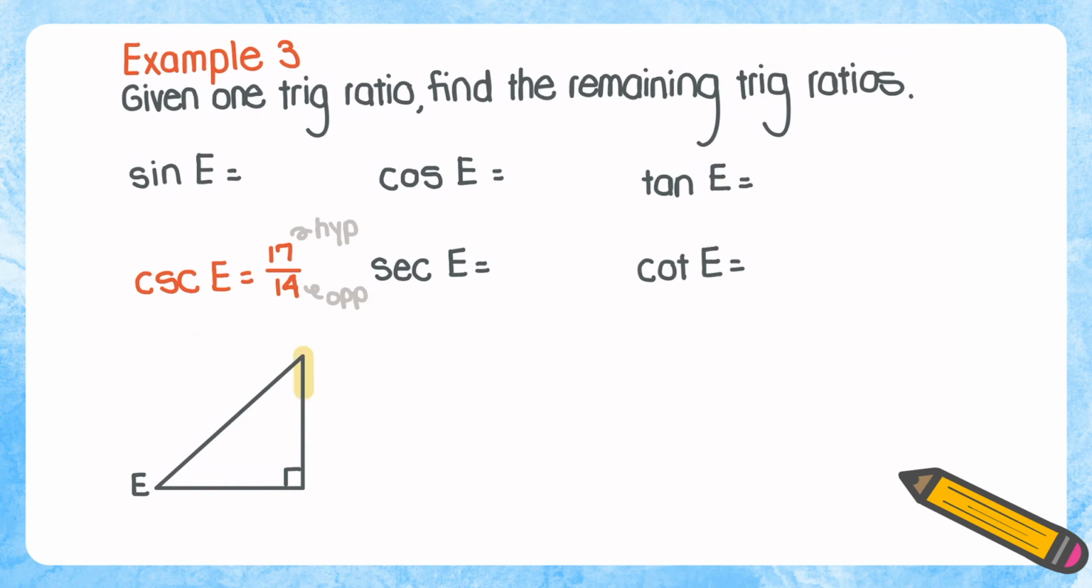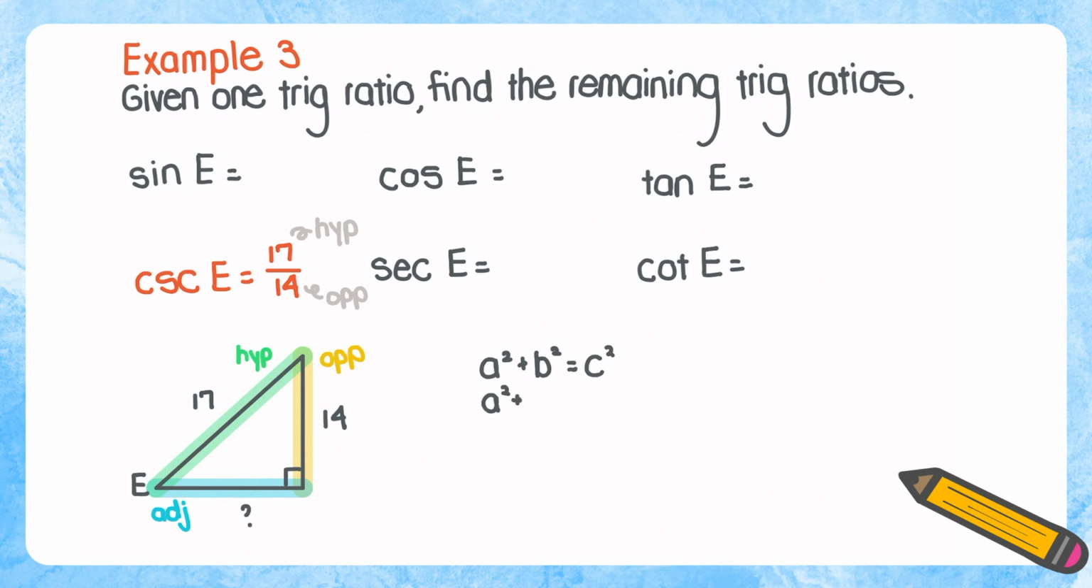So here, the opposite side is right here. And we have the adjacent side. And lastly, the hypotenuse. We're given that the hypotenuse is 17 and the opposite side is 14. But what about the adjacent side? Once again, let's use the Pythagorean theorem to solve for the missing side length.